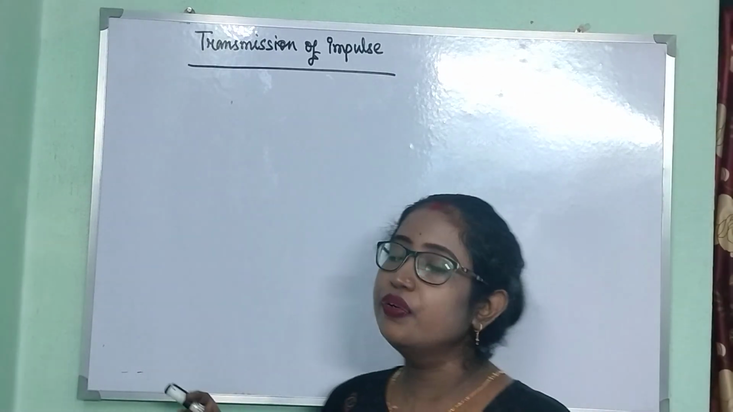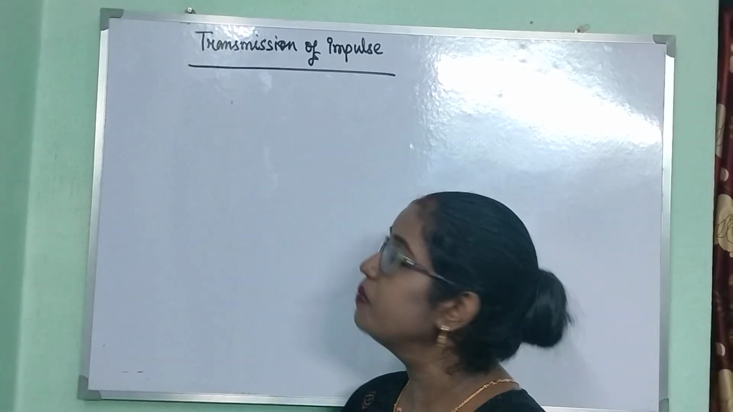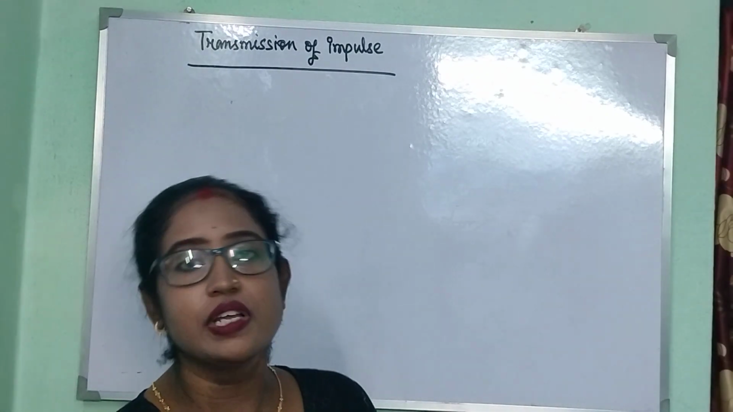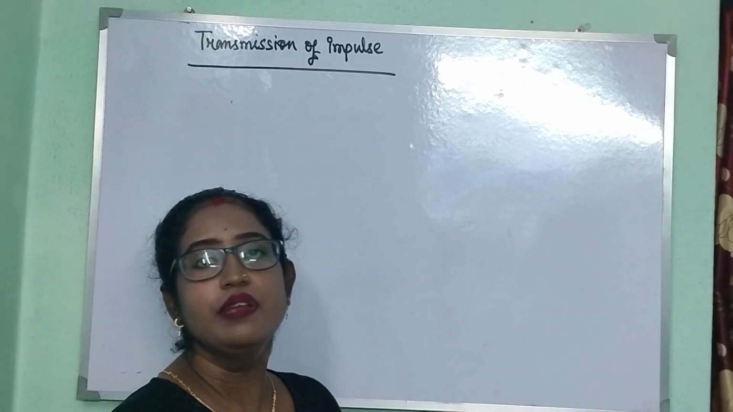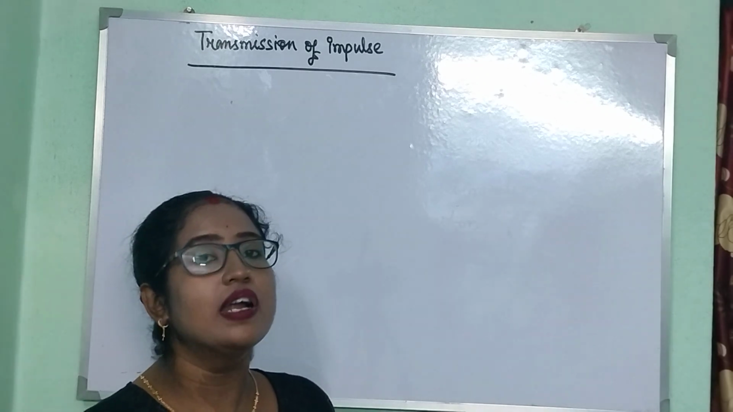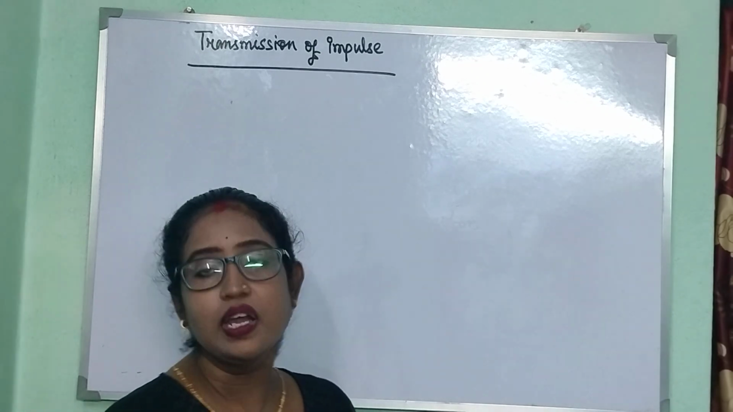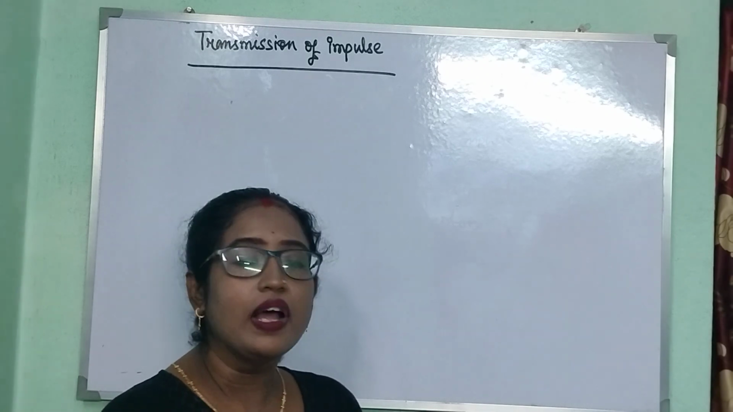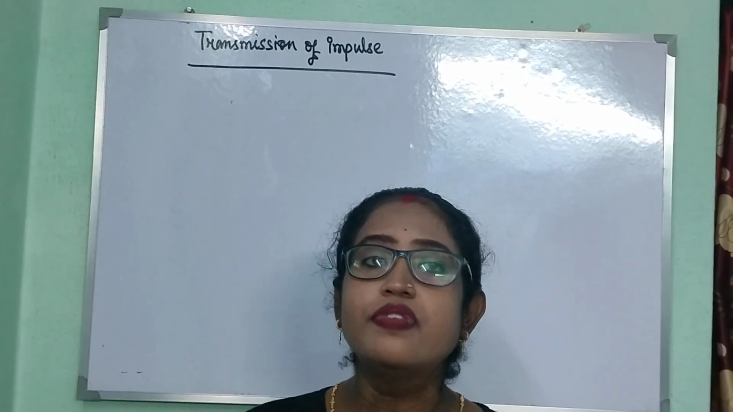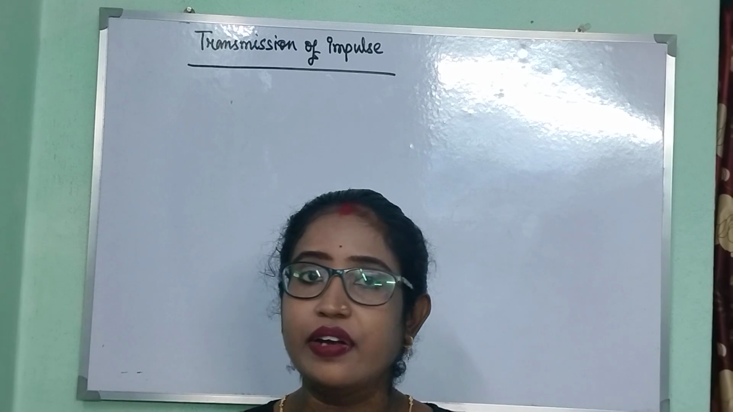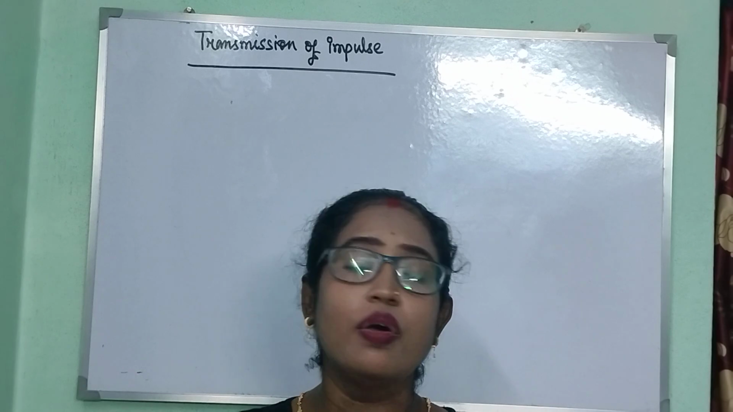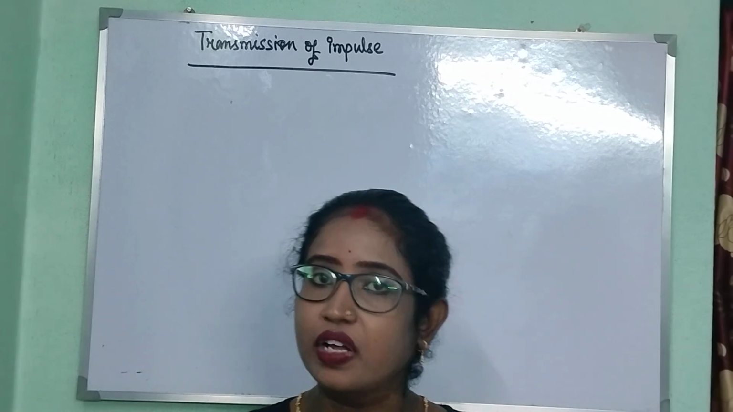In today's session, we are going to discuss the transmission of impulses through our nerve cell. The information that is received from the outside or inside environment is known as stimuli. These stimuli are sensed by the nerve cells, or rather the neurons, and the information passes through these neurons in the form of electrical impulses.